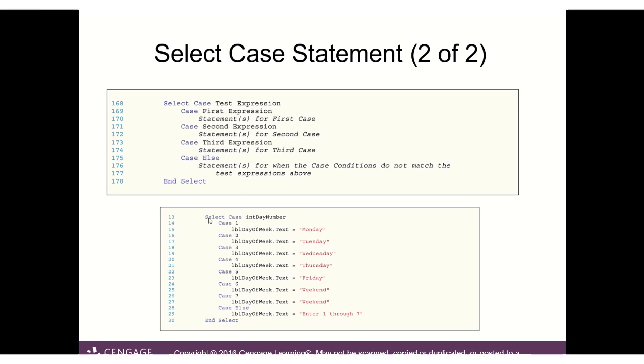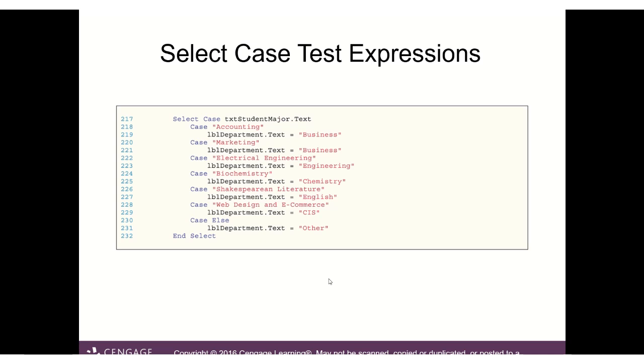For example, at line number 13 in the bottom panel, you can see Select Case intDayNumber. So Case 1, let us say the first day is Monday, Case 2 is the second day, that is Tuesday, and so on. And you can say Case Else. That is not exactly the default case, but it's what you use if all the cases fail. So that's basically more information about the case.